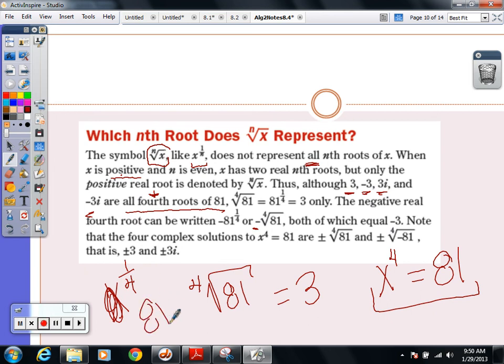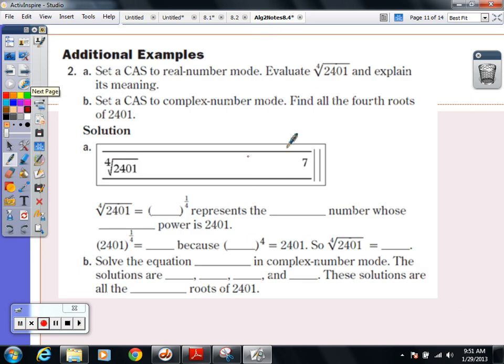like 81 to the 1/4, they're only asking for the positive. Or they could write the words all of them. And by all of them, I mean complex, negative, all the above. Okay? So here's an example.